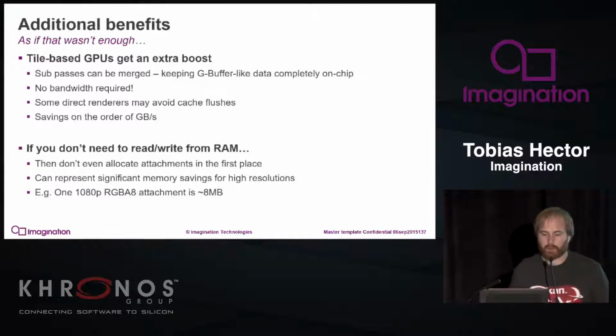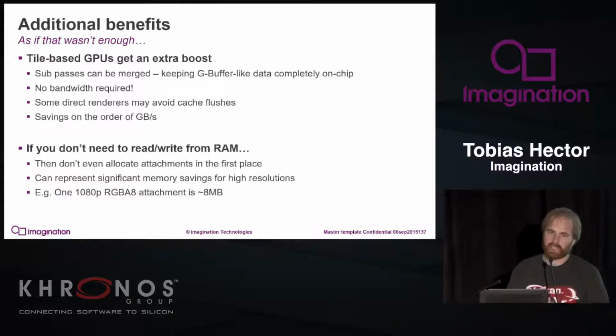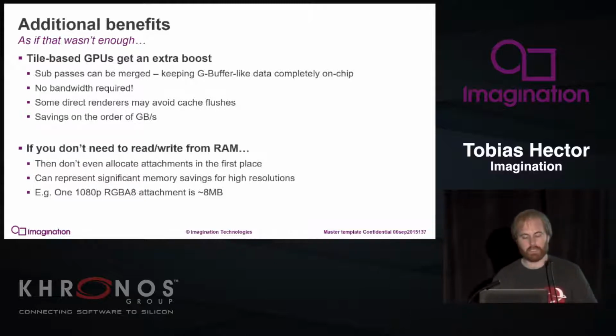So the other benefits I talked about, tile-based GPUs get an additional boost on top of that. They also get the scheduling wins, that's great, but you also get this idea that subpasses can be merged. So if you have deferred shading, like I mentioned before, you might generate a G buffer, and then you may consume that G buffer in a second pass. And if you can describe that within a RenderPass, on a tile-based GPU, those two things can be merged together, and all the G buffer data can be completely kept on chip. So you don't need any bandwidth to write it off. And you can get some significant savings, and on mobile that's very important.